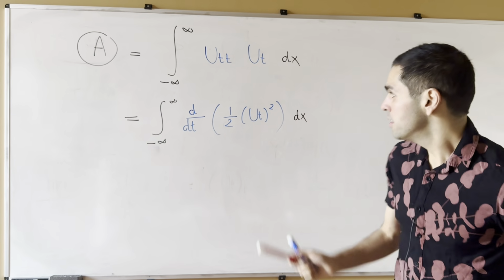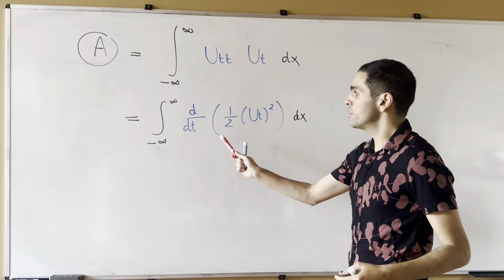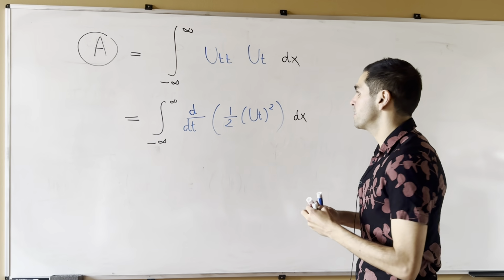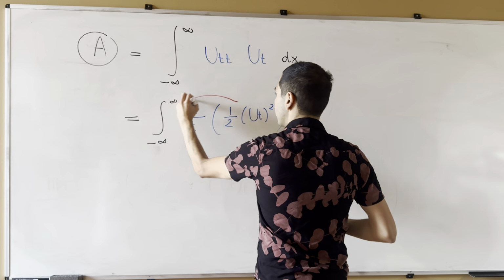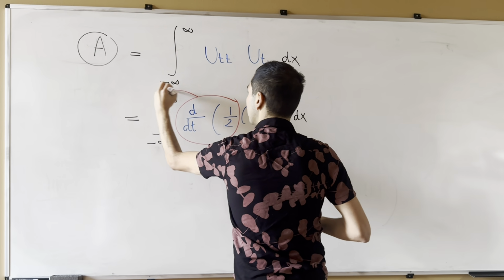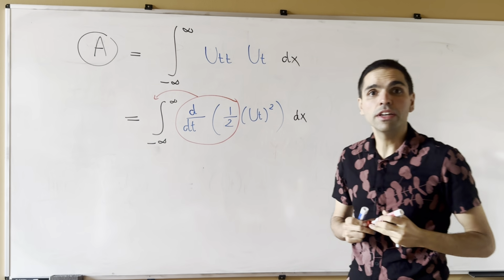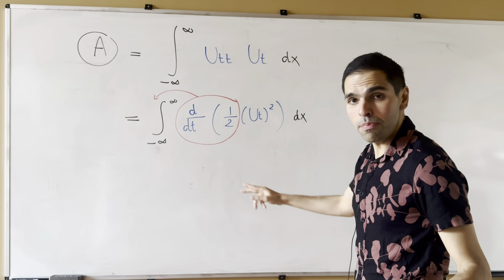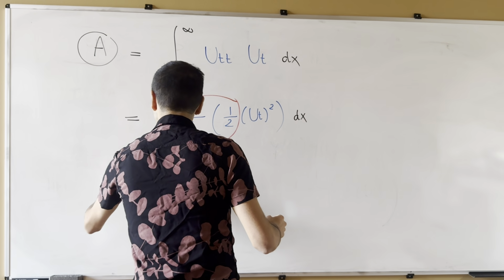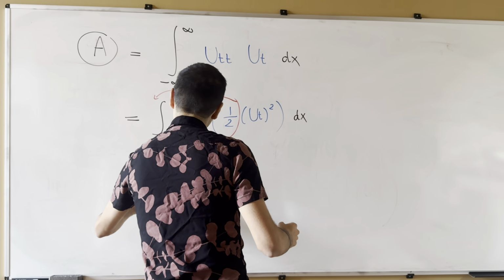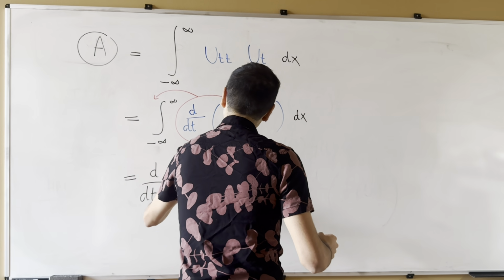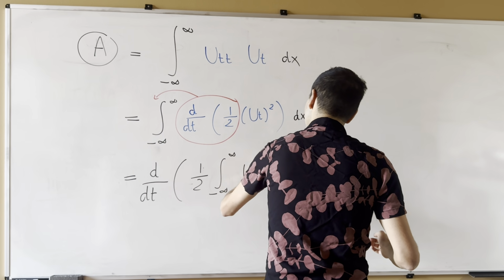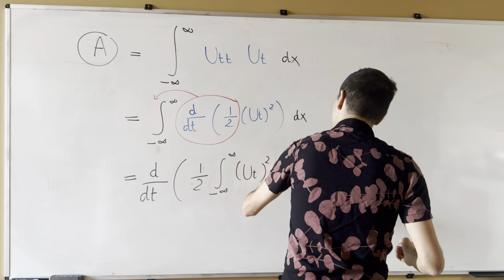And now notice the 1/2 comes out intuitively. t is constant with respect to x, so that derivative comes out as well. And to be rigorous, you can use the dominated convergence theorem. And so in the end, this simplifies to d over dt of 1/2 times the integral from minus infinity to infinity of ut squared dx.